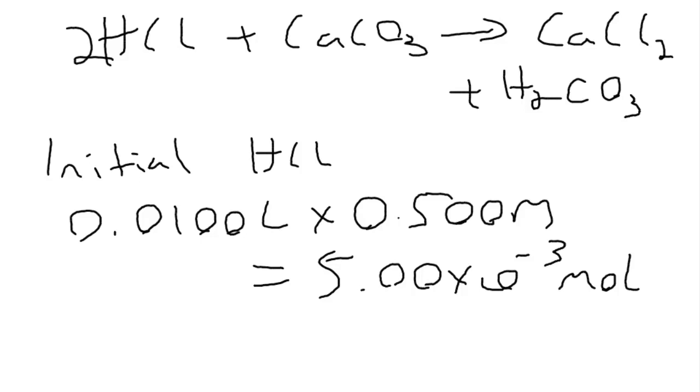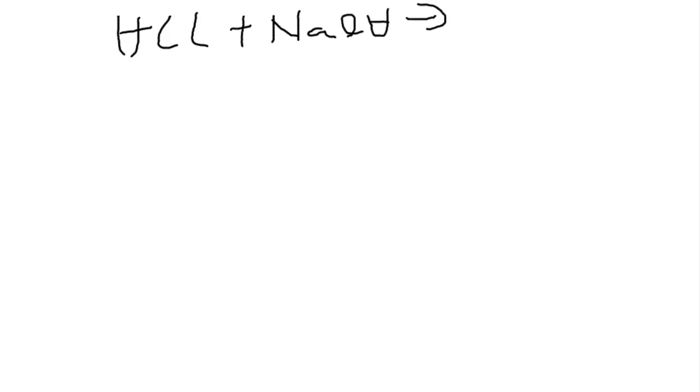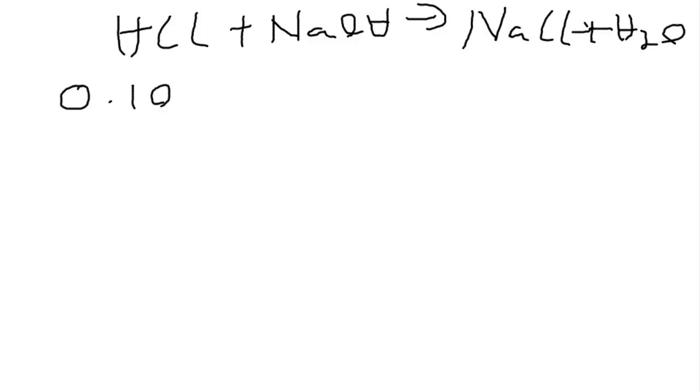We'll subtract the amount that was actually left over. So let's calculate how many moles were in excess, or how many moles were left over after some was neutralized. And we do that by performing a titration with 0.1 molar sodium hydroxide. So this is going to be a 1-to-1 ratio titration. So HCl plus sodium hydroxide will give us sodium chloride plus water.